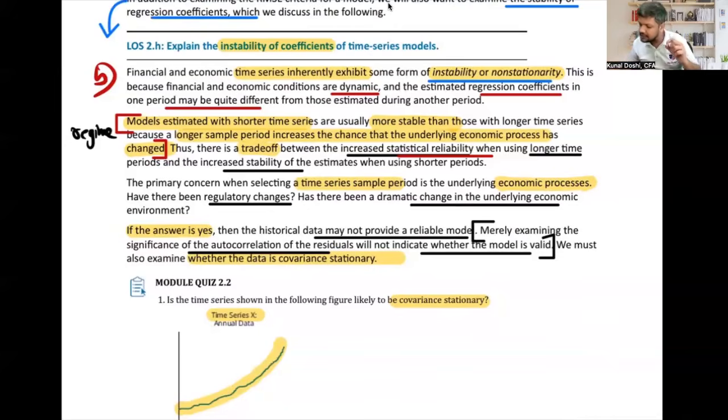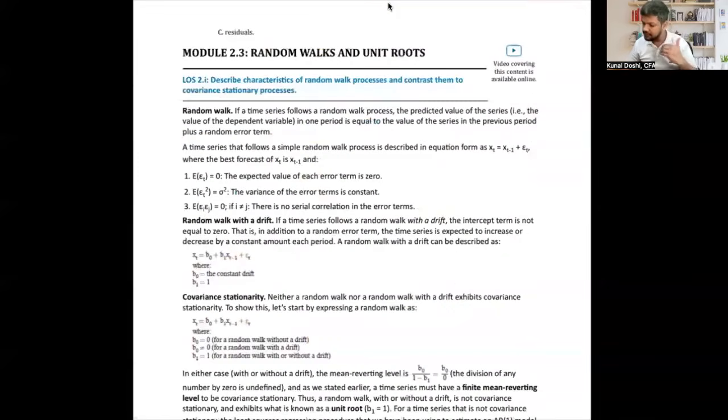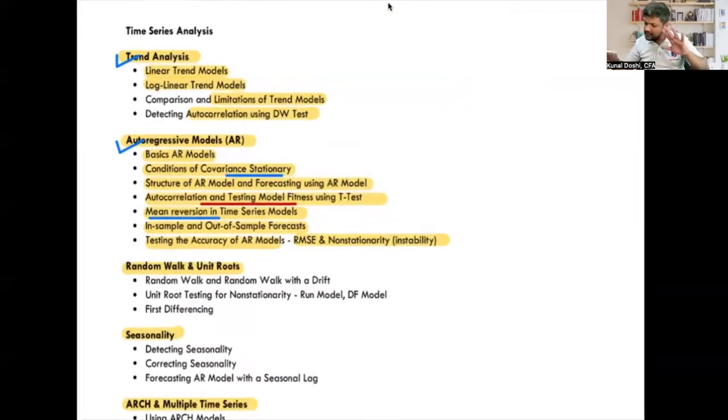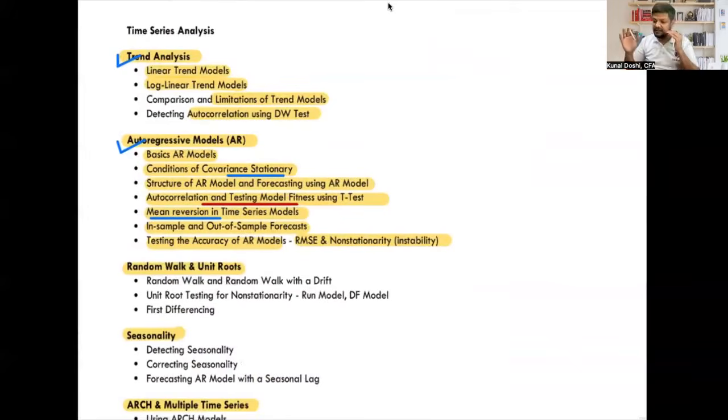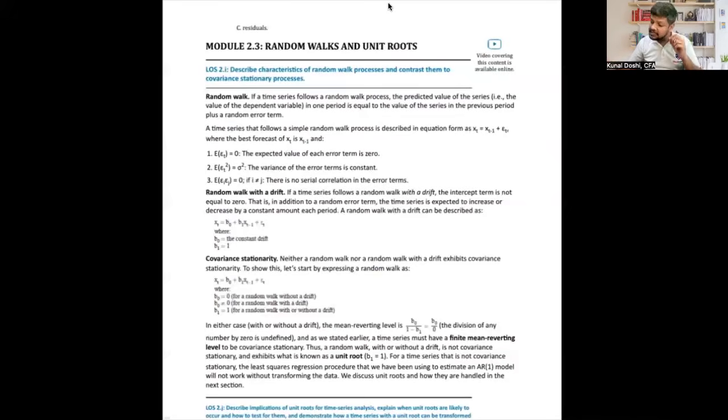That is what we discussed till this period, where we were discussing the instability of coefficients, also called the non-stationary property, right? So in your index, if you note, this is where we are. We've done the trend analysis and we've discussed the AR models, right? Now, out of these, as I mentioned, two things are very crucial: what is covariance stationary, the three conditions, and what is the mean reverting level. Okay. So let us understand a new concept called random walk and random walk with a drift.